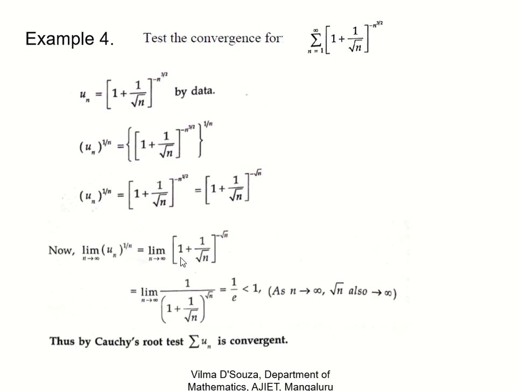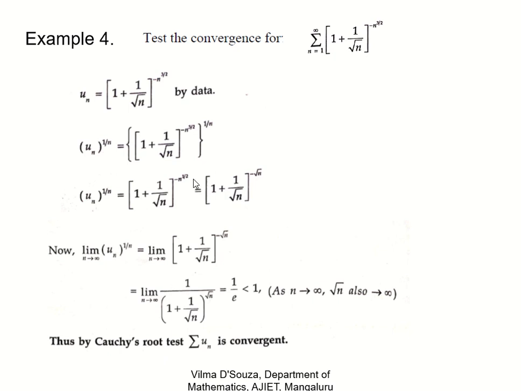Limit n tending to infinity of 1 plus 1 by root n to the power minus root n. Since the power is minus, you can take the term to the denominator: 1 plus 1 by root n to the power root n. And this limit is also equal to e as n tending to infinity, of the form 1 plus 1 by n to the power n, but instead of n you have root n. So this is also e. So it becomes 1 by e, which is less than 1. So the limit of un to the power 1 by n is also less than 1. So by Cauchy's root test, the series is convergent.